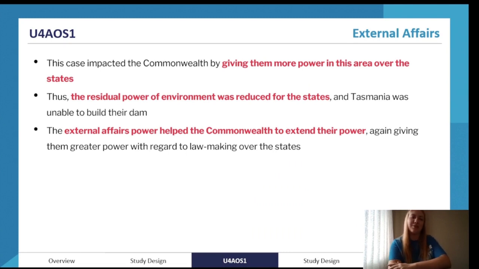Good conceptualization, hopefully. So what is the significance of the Tasmanian Dams case? You need to be able to comment on this. It impacted the Commonwealth by obviously giving them more power in this area over the states. Therefore, the residual power of environment, in that specific area of legislation with relation to environment, was reduced for the states, and Tasmania was unable to build their dam. But the external affairs power helped the Commonwealth to extend their power, again giving them greater power with regard to lawmaking over the states.